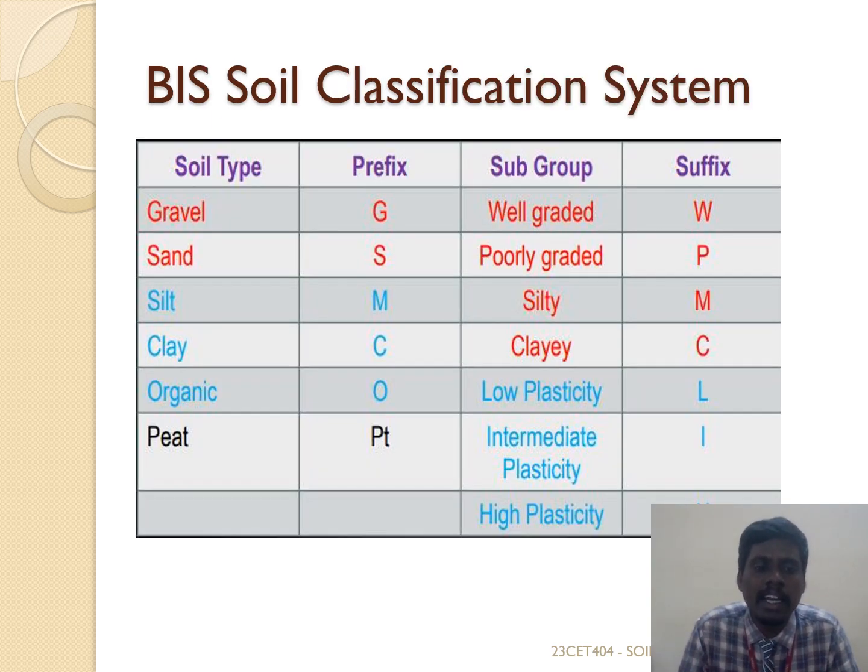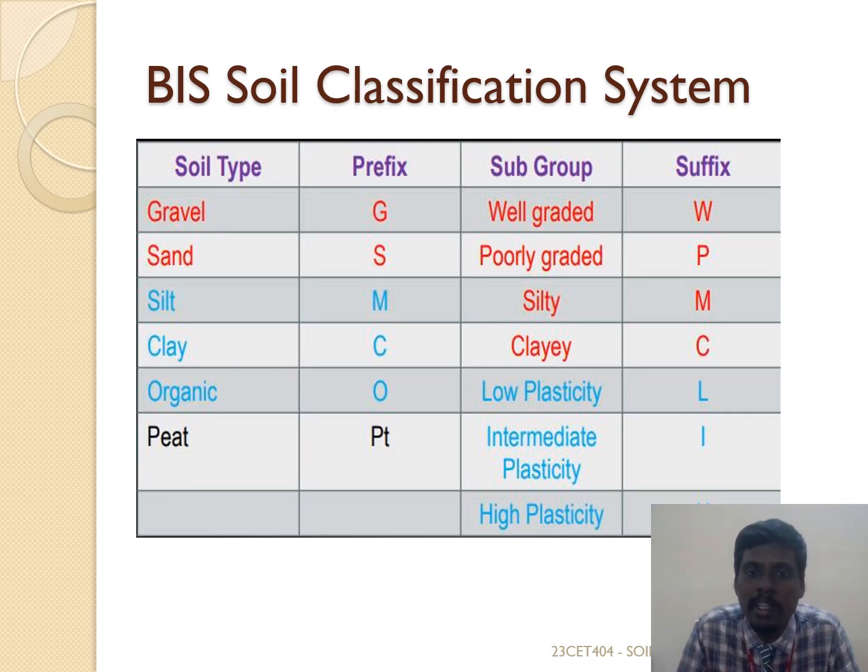The next thing is the classification system. In the classification system, normally we follow the BIS soil classification system. BIS means Bureau of Indian Standards. The soil types are gravel, sand, silt, clay, organic and peat. Each soil type is indicated by prefixes, that means G, S, M, C, O and PT. The first two types, gravel and sand, are categorized as coarse grained soil. The next ones, silt, clay and organic, are fine grained soil.